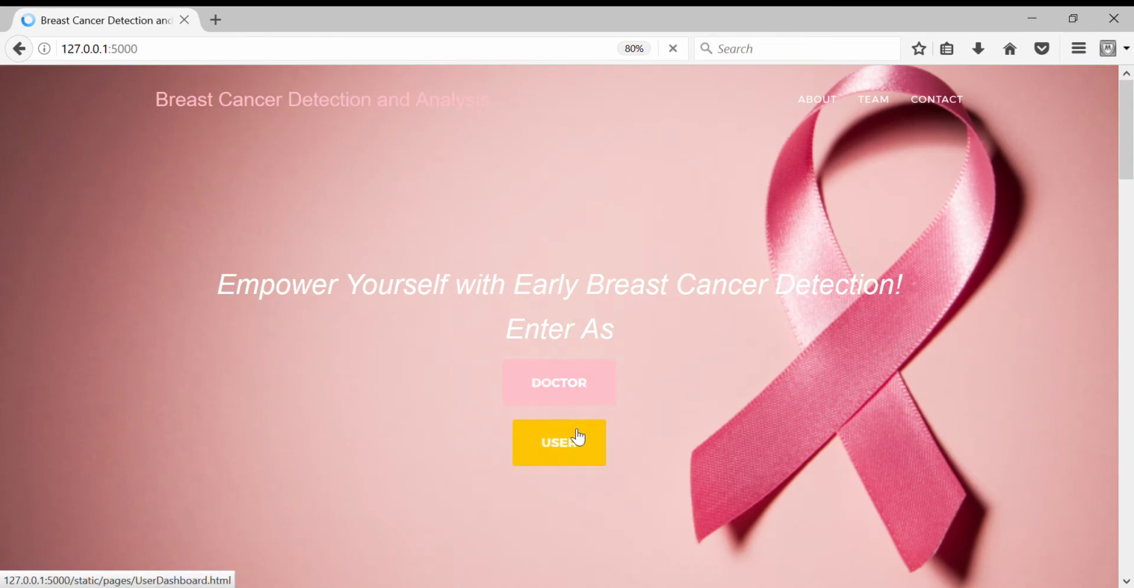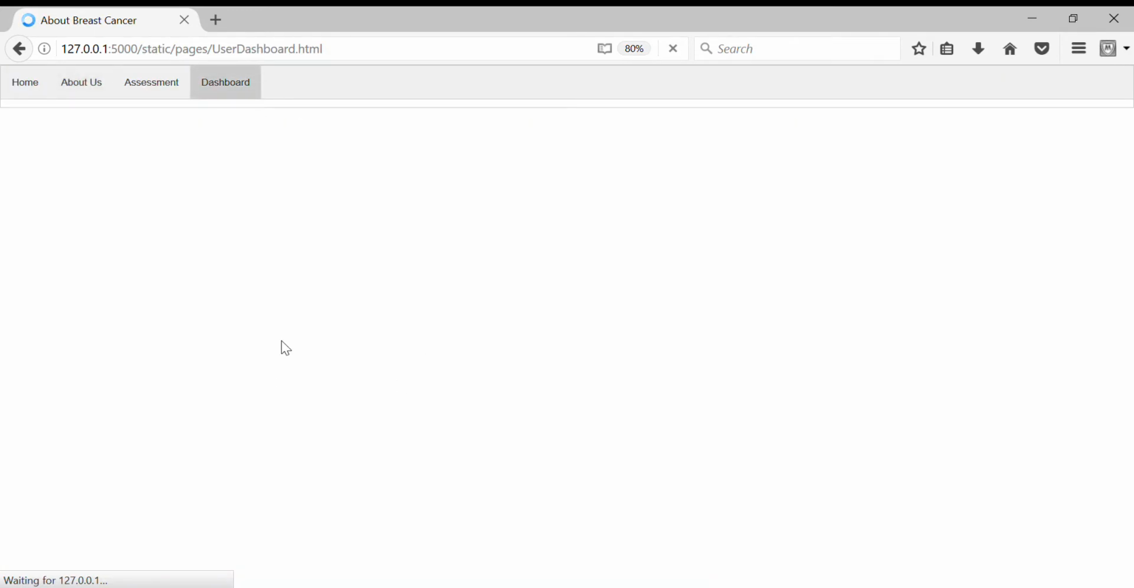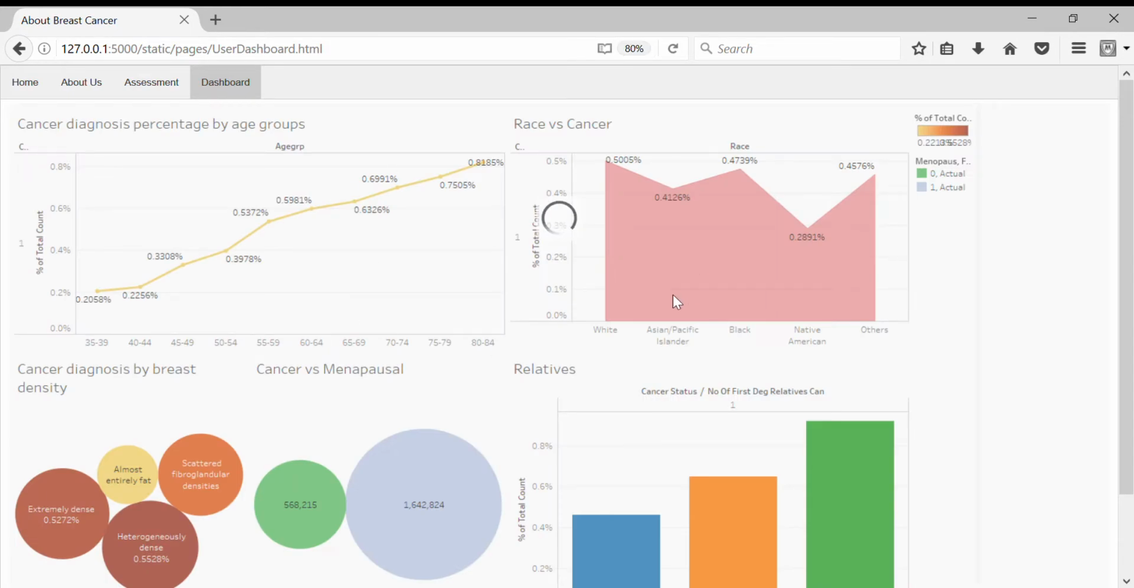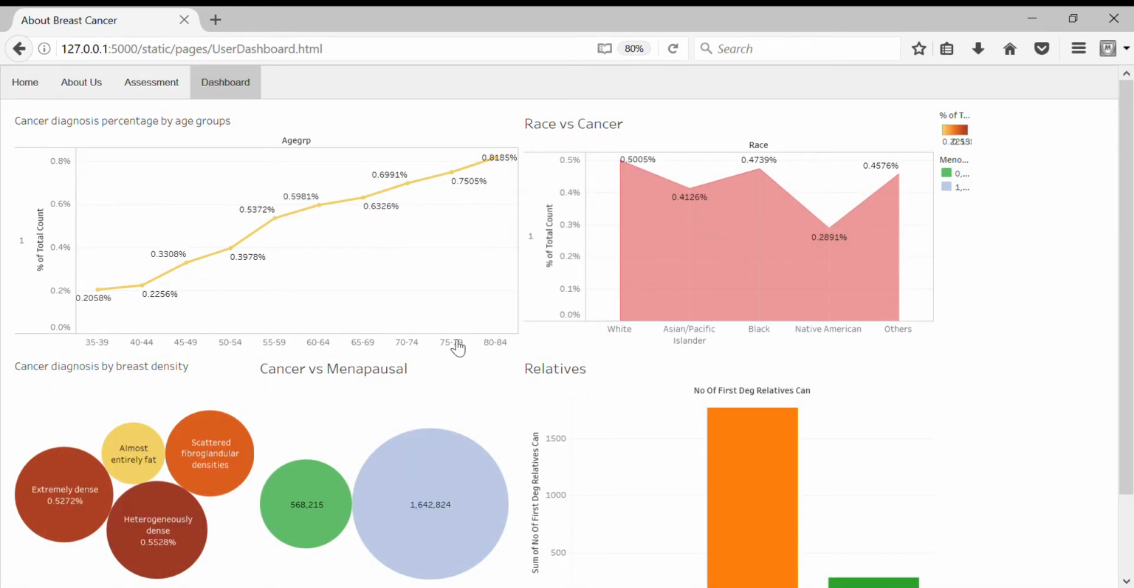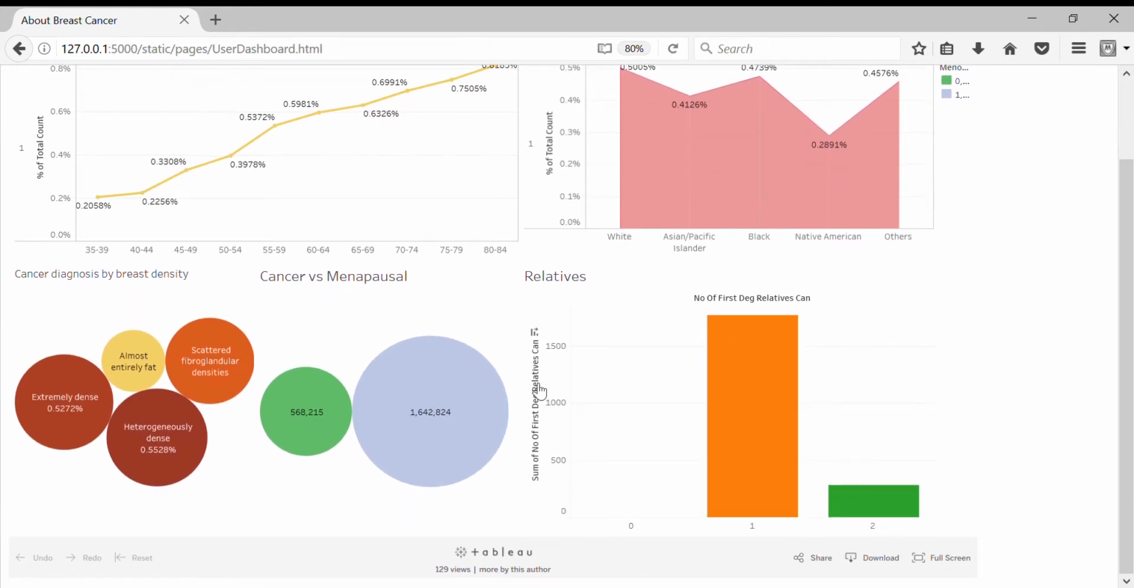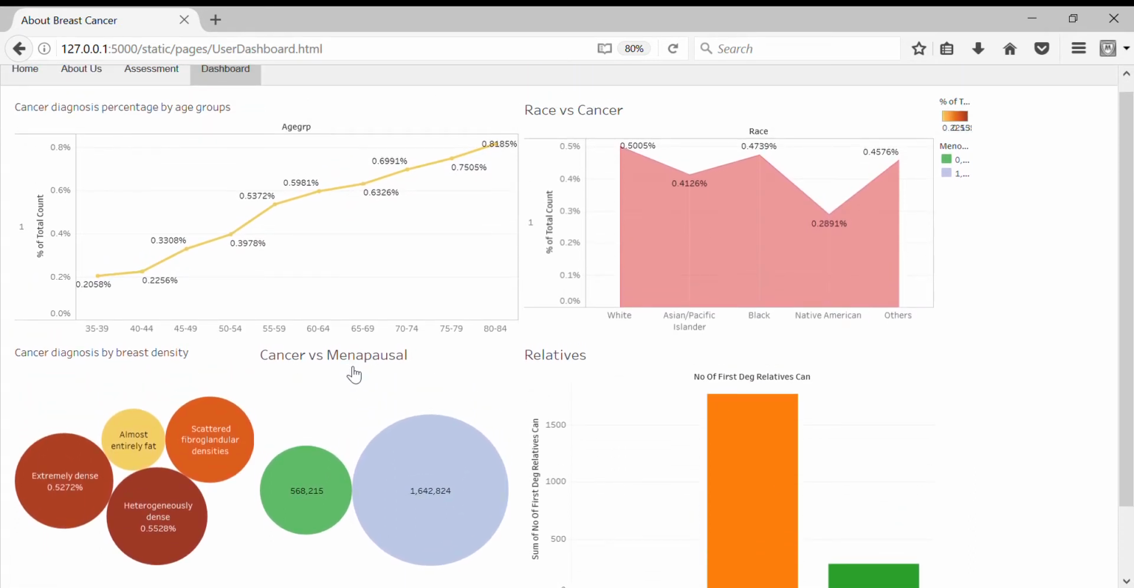And I can go back to the main page. Also for the user page, we have developed a dashboard where we are showing an exploratory data analysis of metabolic data, which will show the trends of breast cancer patients, or the history of breast cancer with various factors. Here, this is the graph for cancer versus menopause state. See, people who have cancer are more often in the post-menopause stage compared to the pre-menopause stage.